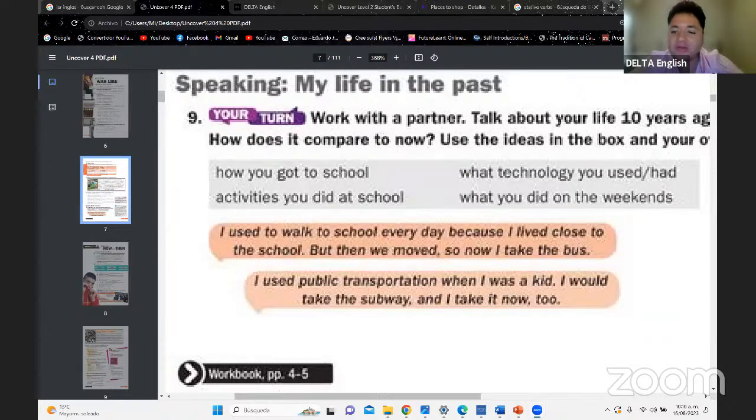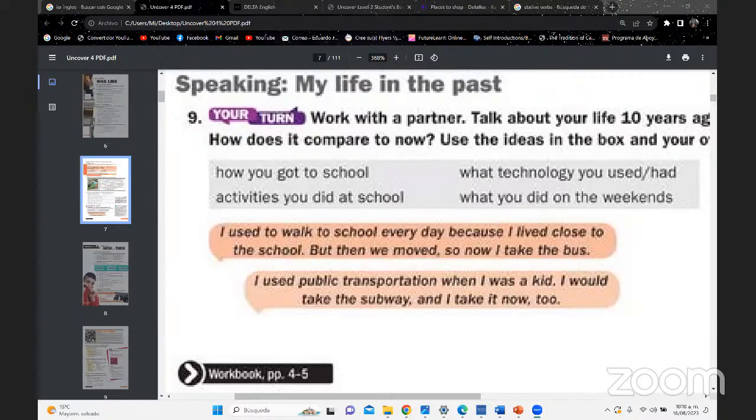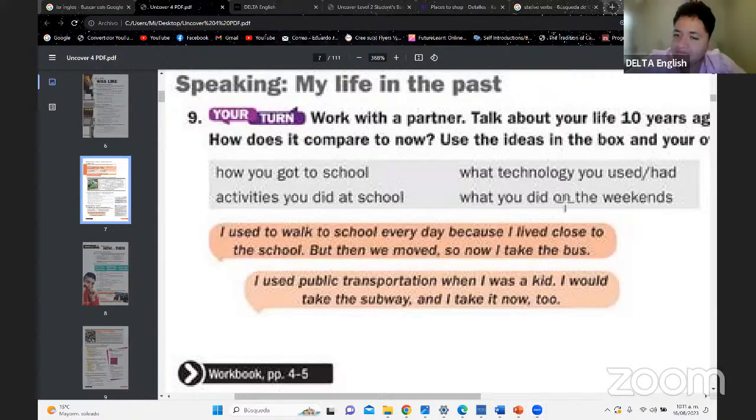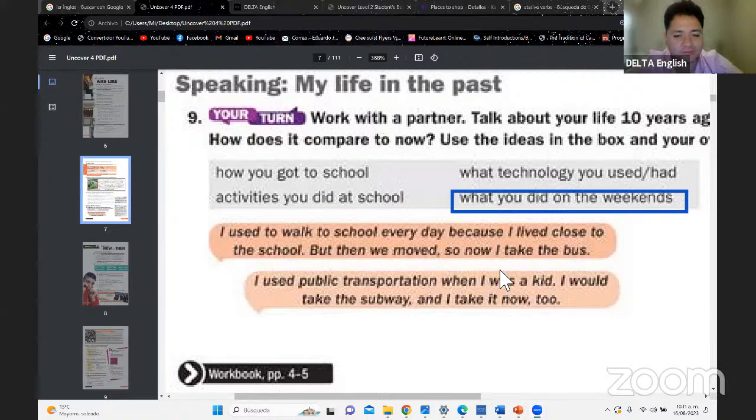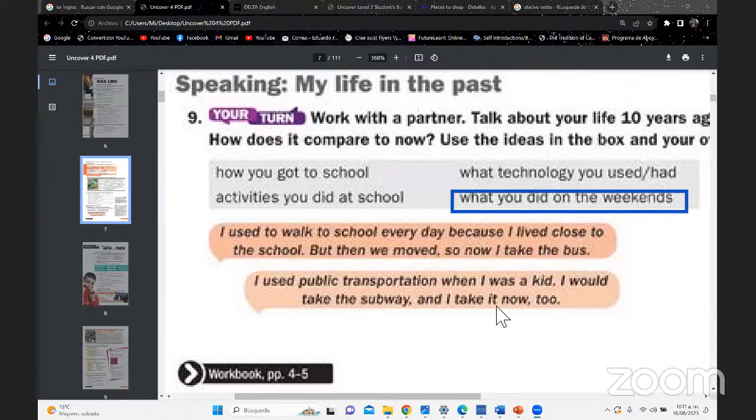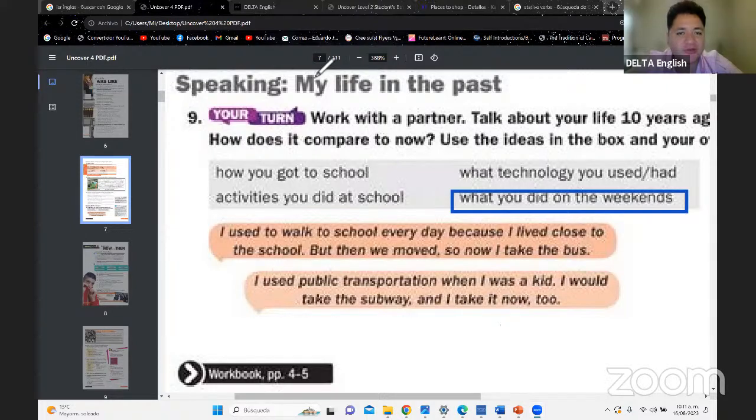How about Heidi? How did you used to get to school? Yes, teacher. I used to walk when I was a kid. Walk to elementary school when I was a kid. In the university, my sisters and me, first, we used the public transportation, and then the mom's car. Okay, thank you. Now let's talk about the next one.